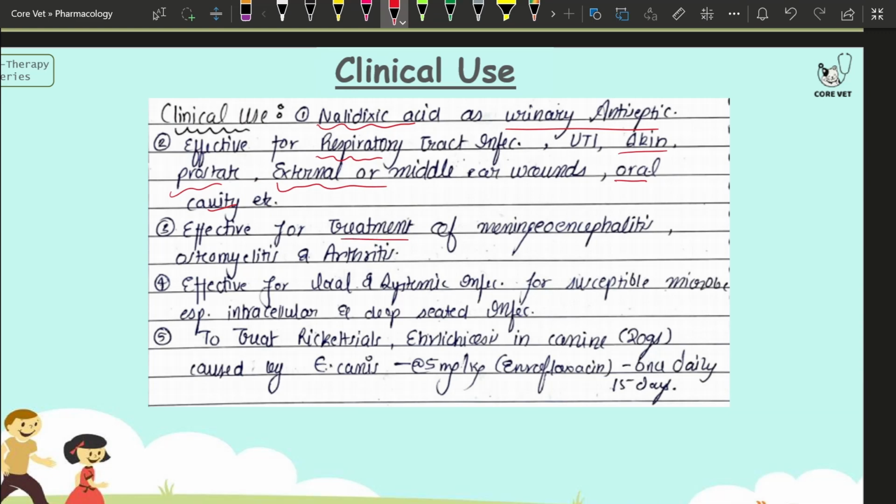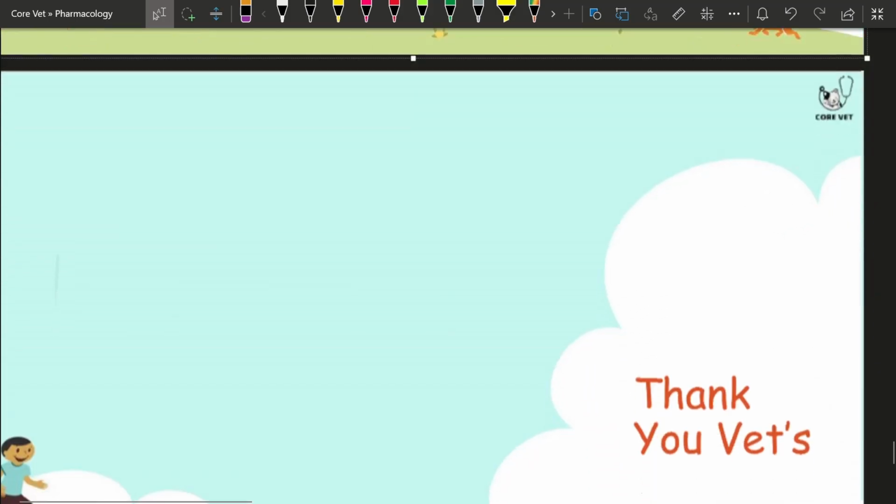These are also used in the treatment of meningoencephalitis, osteomyelitis, and arthritis, because the tissue penetration of the fluoroquinolones is quite good, right? These are also effective in local and systemic infections, and quite effective against intracellular bacteria, because they have the ability to concentrate within the macrophages and neutrophils. These could also be used for the treatment of rickettsial infections, and also Ehrlichia canis infection in canines. We had told you that doxycycline is quite famous for the treatment of Ehrlichia canis. So this was all about the fluoroquinolones.